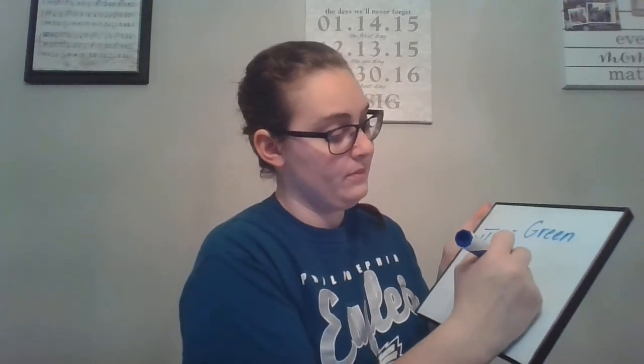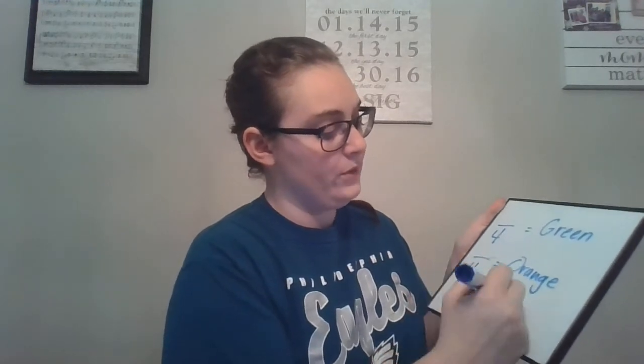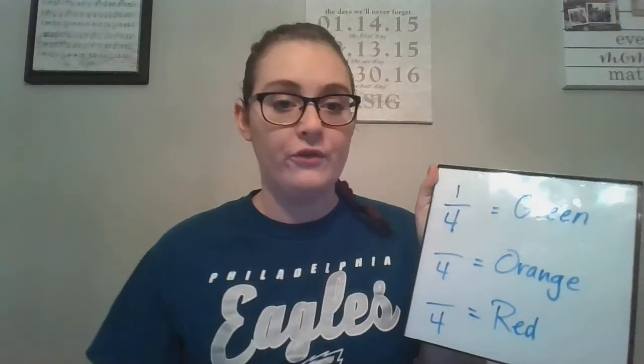Now, how many of those 4 pieces is green? How many are green? Sorry. So I have this one, that's red. I have red. I have orange. And I have green. How many greens do we have? We have 1 green, which means 1 out of the 4 pieces is green.